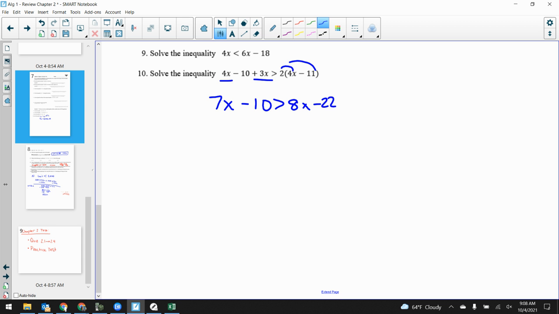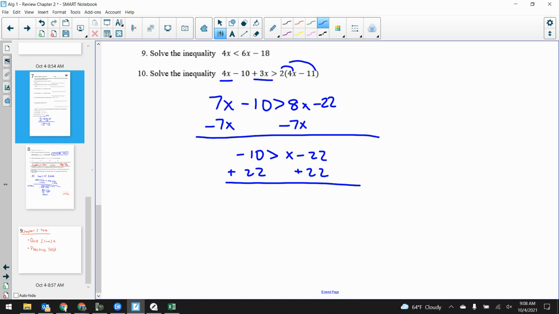Oh well, that's okay. We subtract the little guy, which gets me negative 10 is greater than x minus 22. And then we can add the 22. Do I have to do any flipping of the symbol just quite yet? No, I will in a second, because I want x is less than 12 as my answer. Does that make sense? Yeah.